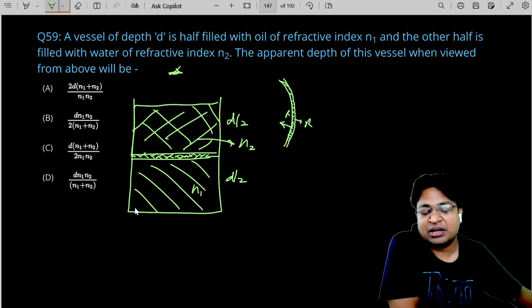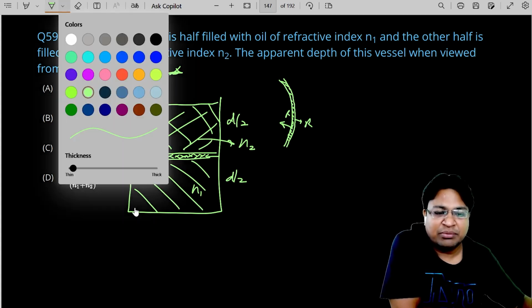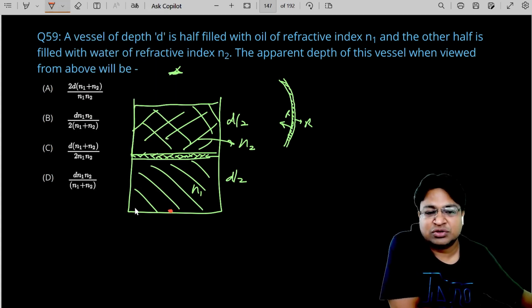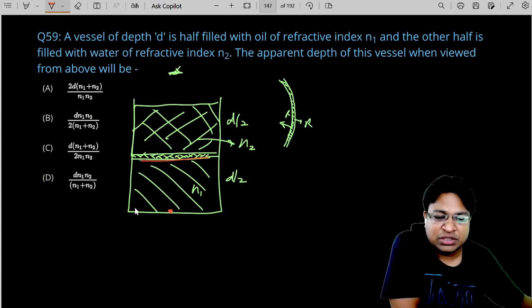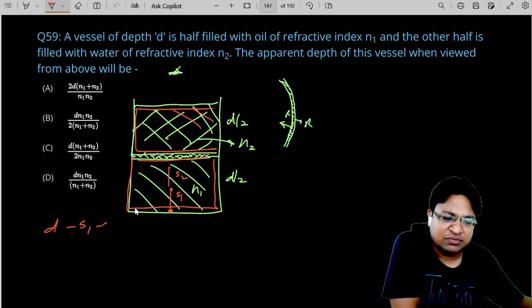How does that help us? I can now use the formula for shift. Okay, so what I'm trying to say is that let's say the source was here. Because of this layer, there would be a slight shift in the object. So let us call it shift one. And then this other layer will cause another shift, let's call it S2. So the overall apparent depth will be D minus S1 minus S2.